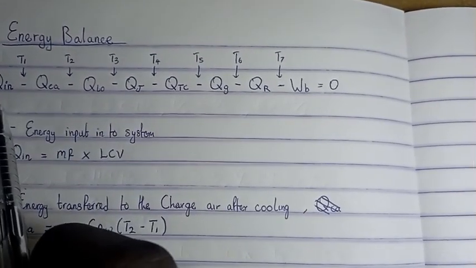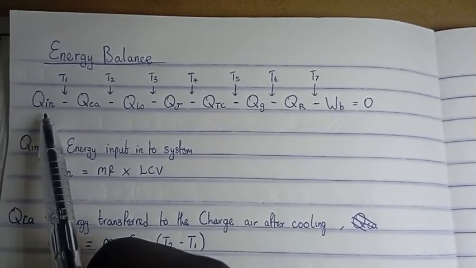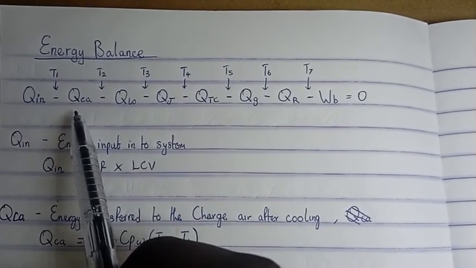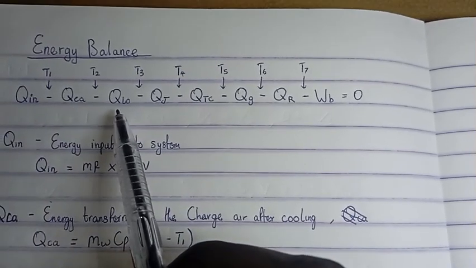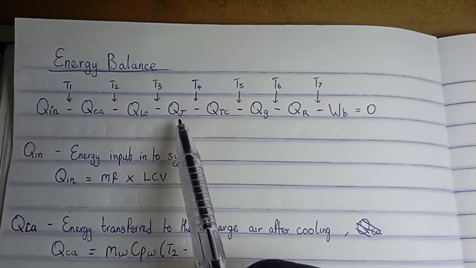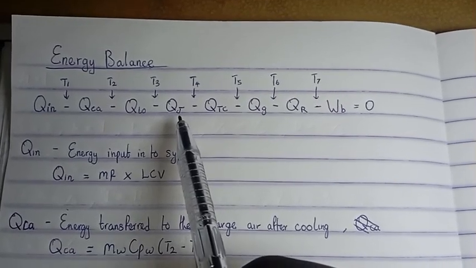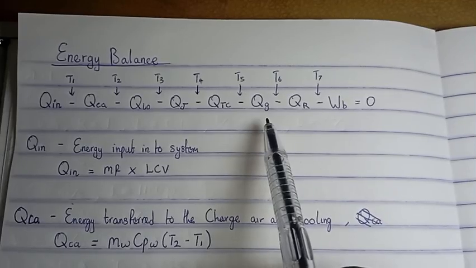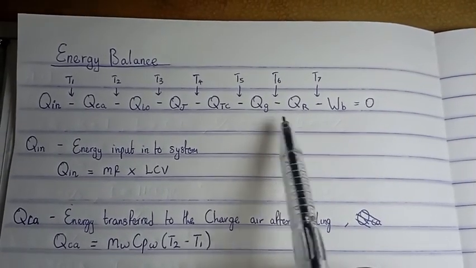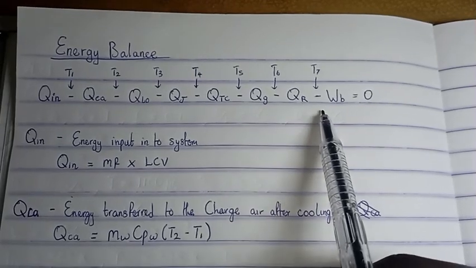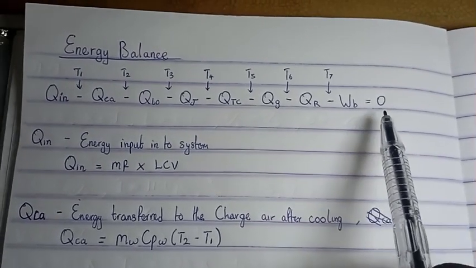Now this is your energy input, minus your energy transferred through the charged cooling air system, minus the energy transferred through the lube oil system, minus the energy transferred through the jacket cooling system, minus the energy transferred in the turbocharging system, minus the energy transferred through exhaust gases. This is the residuary energy transferred, minus your brake power, is equal to 0.